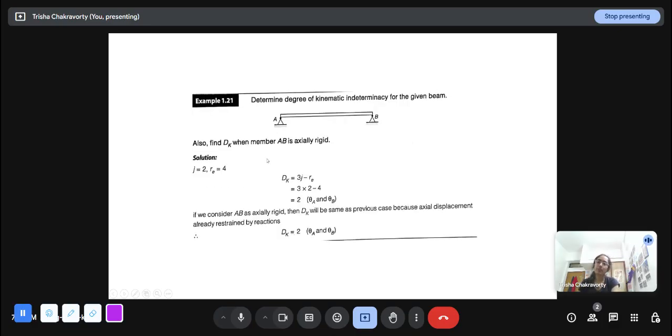But in this problem, since this hinge restricts x direction and y direction movement, and this hinge also restricts x direction and y direction movement, whether this beam is rigid or not doesn't matter, because x direction movement is anyway restrained in the entire member. So whether it's actually rigid or actually flexible, my DKI is the same.